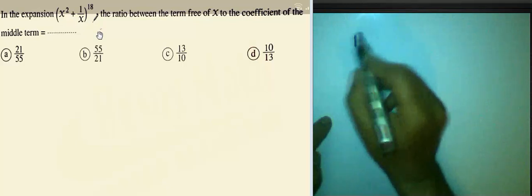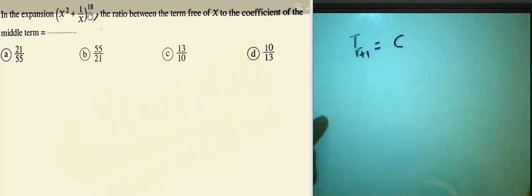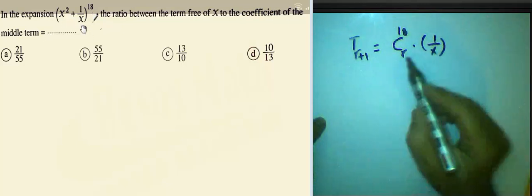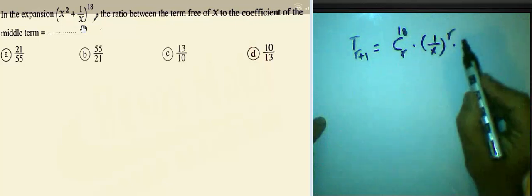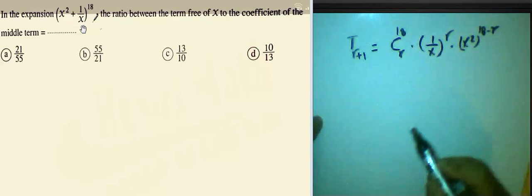Look at here, in the expansion x squared plus 1 over x to the power 18, the ratio between the term free of x and the coefficient of the middle term equals. You want to find the ratio between the term free of x and the coefficient of the middle term. Okay, first I will write the general term here, T r plus 1. It will be C, with power 18 up here and r down here. We can write multiplication, the second term 1 over x power r, and the first x squared power the difference between them, 18 minus r. Okay, it's a general term.